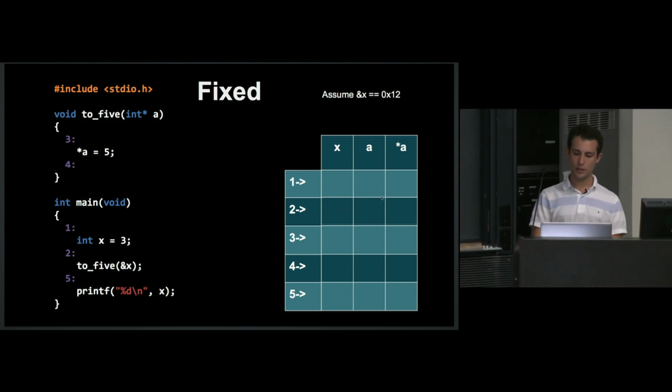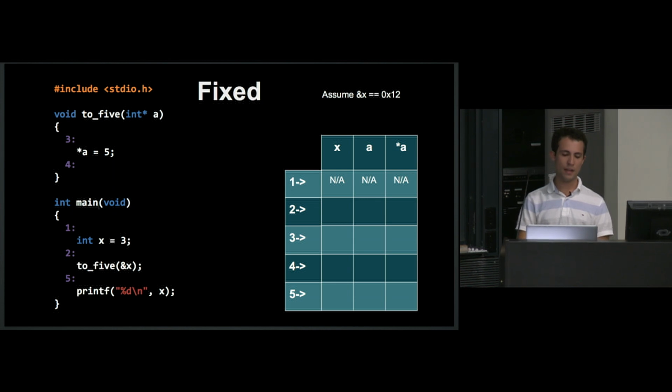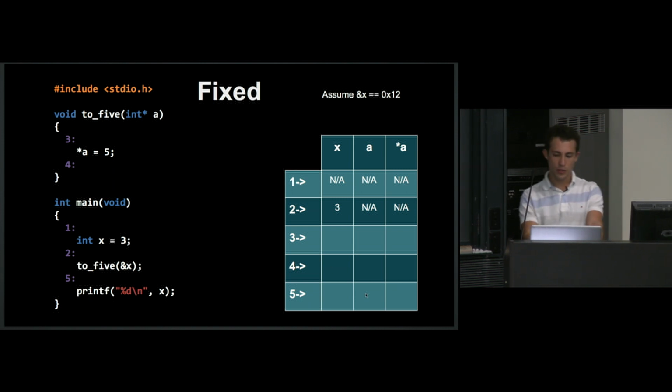So when I start here, I still have NA, NA, NA for everything in the first line, because I haven't really declared stuff yet. Okay, and then line 2, I have x equals 3. A and star A still don't exist. Same thing as before. Okay, now it gets interesting. So I'm going to pass, and let's assume that the address of x is 12 in hexadecimal. Let's just assume this. I made it up. And so what am I passing here to to5? I'm passing 12. Okay, so what value does A have?